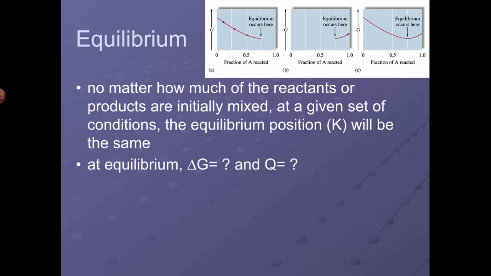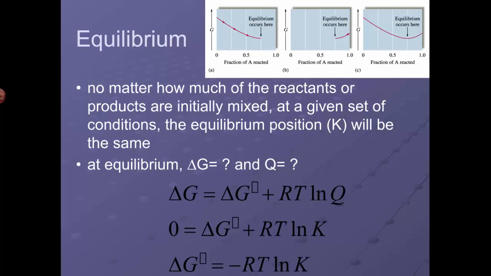Okay. What do we know about delta G at equilibrium? What is it equal to? 0. Q at equilibrium is K. So we can substitute delta G at equilibrium 0 and Q with K, and then rearrange, and we get our standard delta G is equal to negative RT natural log of K for equilibrium conditions.